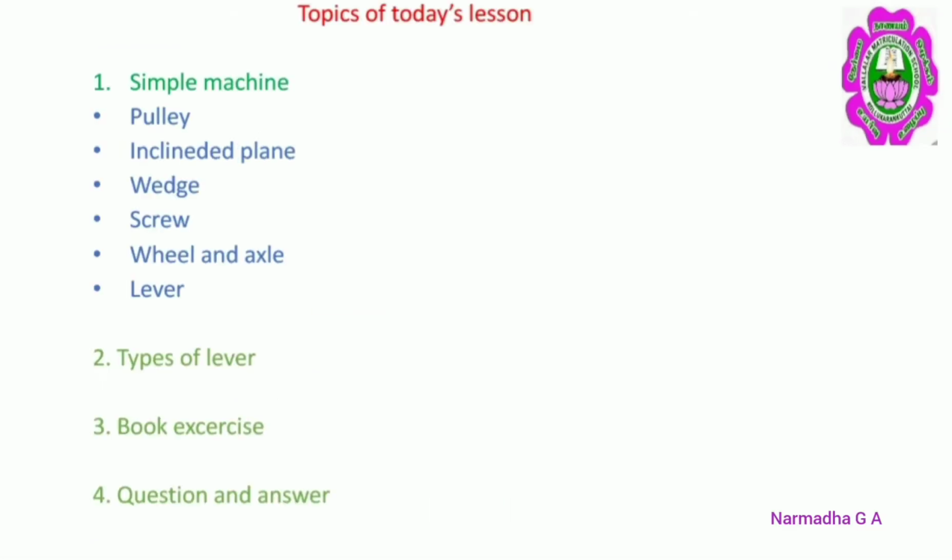Topics of simple machines. Under that, we are going to see the 6 topics, which are pulley, inclined plane, wedge, screw, wheel and axle, lever, and the second topic is types of lever, book exercise and question answers. Shall we move into the first topic, which is simple machines.